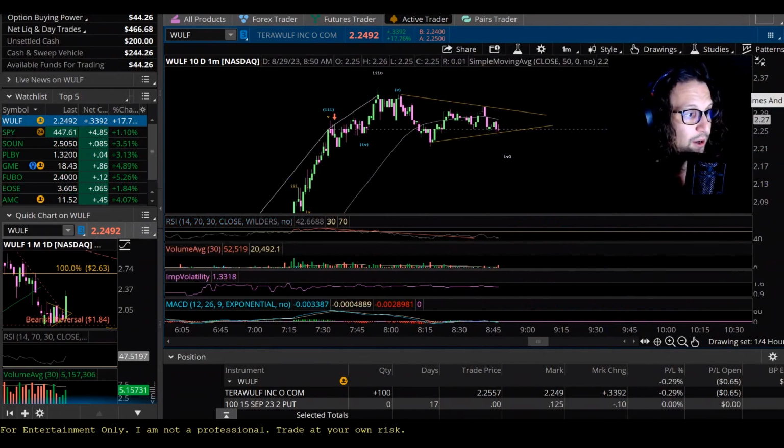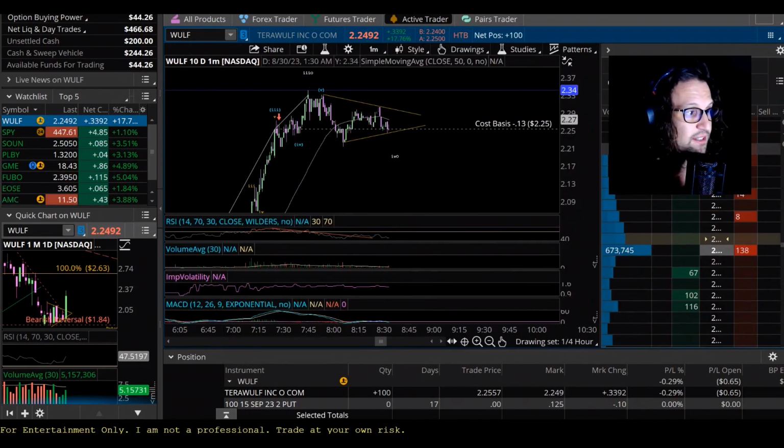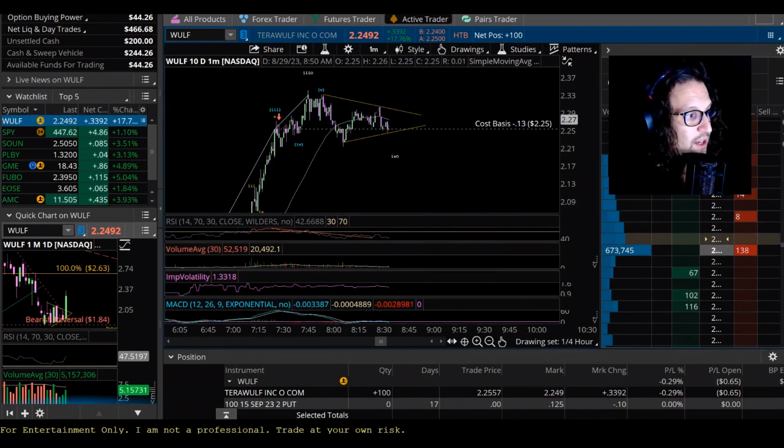I'm going to open up the active trader here. What the active trader does is it helps show where the volume is coming in on the price action.